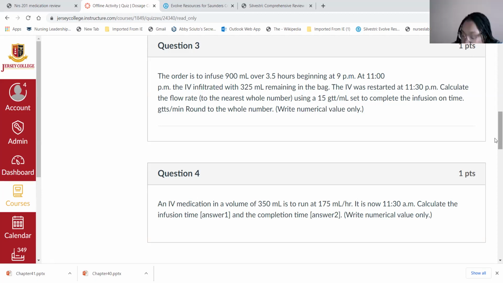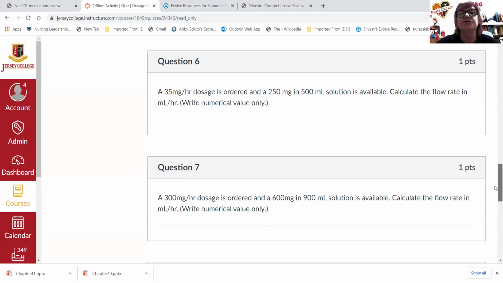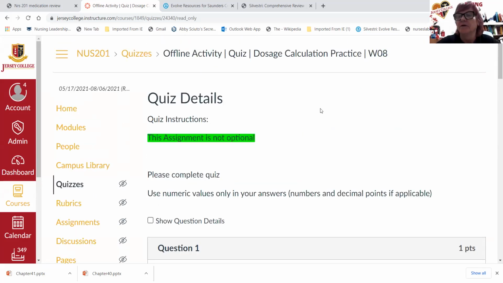So it's 325 divided by 90, times our drop factor, which was 15. Okay. So I got 54. Yes. Okay. Yep, 54. I keep leaving out the time. That's my problem for most of these. And you just have to make sure your time is in minutes. Okay. All right, guys, I'm moving on.